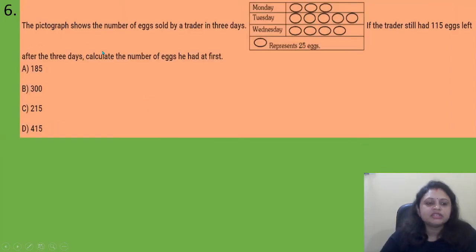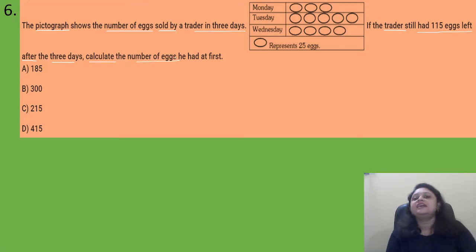Coming to the next question, the pictograph shows the number of eggs sold by a trader in 3 days. If the trader still had 115 eggs left after the 3 days, calculate the number of eggs he had at first. Option A, 185, B, 300, C, 215, D, 415. So in the question it is asked, the trader still had 115 eggs left after 3 days, so we have to calculate the number of eggs he had at first.